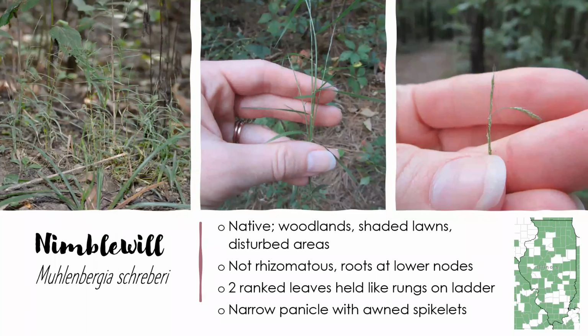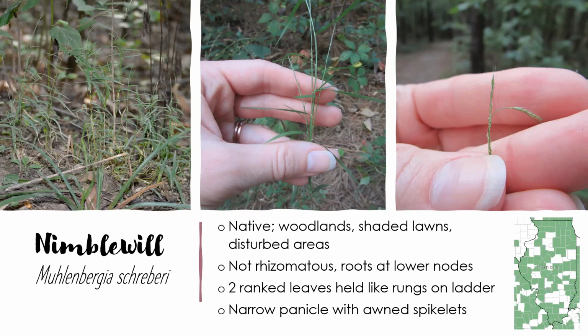So to distinguish it from that other one, it's not rhizomatous. And you'll often find that it's rooting at the lower nodes of the grass. So if we looked at this photo over here and we looked at a node near the base of this grass, oftentimes those nodes will reroot in the ground. So if you gently tugged on this grass, you might find that it pulls up some of those nodes that were rerooting. That's one way we can tell that this is nimblewill.